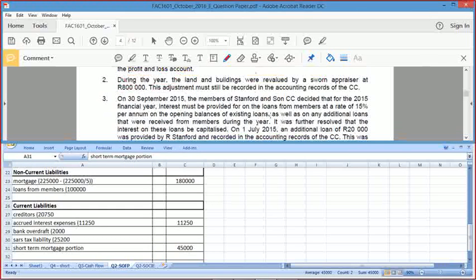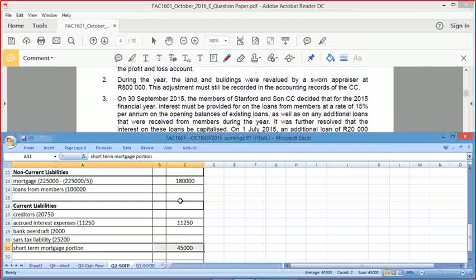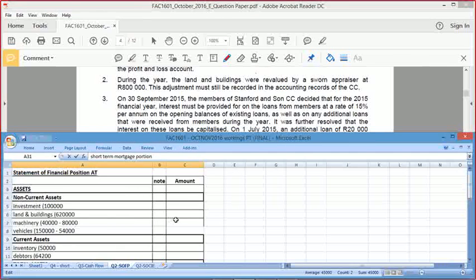Next: during the year, the land and buildings were revalued by a sworn appraiser at 800,000. This adjustment must still be recorded in the accounting records. So our land and buildings was 620. Good. So what are we going to do to it? It's going to increase by 180 to 800. So 800 must be disclosed there. Where am I going to put the 180?